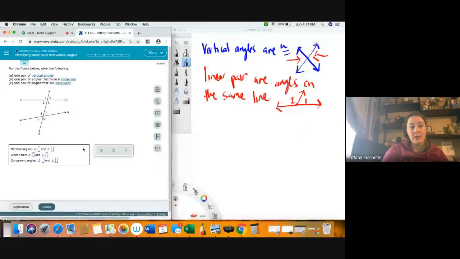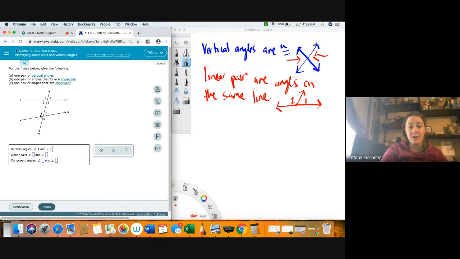Okay, so one pair of vertical angles. Again, there is a lot of options here. If I'm looking at this one, I can go 1 and 6. I could go 2 to 5, 4 to 7, or 3 to 8. So I'm just going to go ahead and go with the first one I said, 1 and 6.